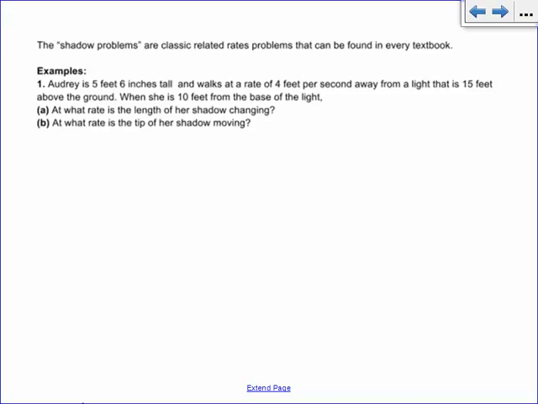They're kind of weird. They're easy, but they're weird, like thinking about it. Okay. So it says Audrey is 5 feet 6 inches tall and walks at a rate of 4 feet per second away from a light that is 15 feet above the ground. Okay, so we have some kind of light post. And this light is shining down. And she's standing or walking, and she has some kind of shadow that's being formed.